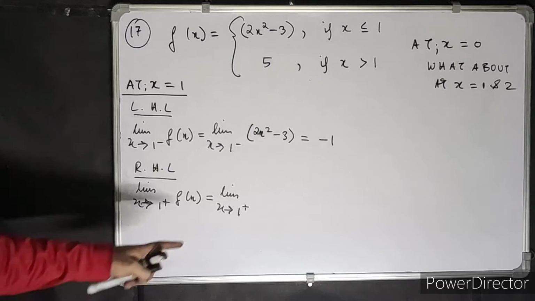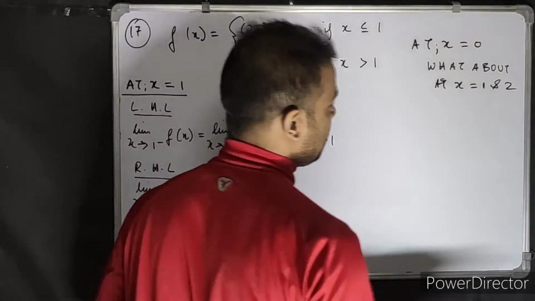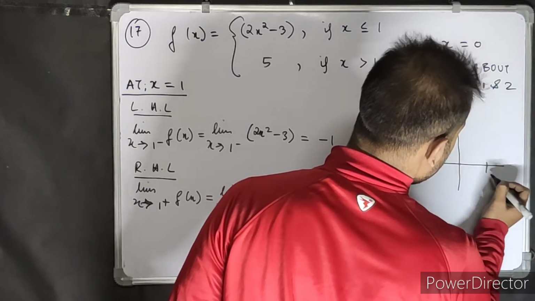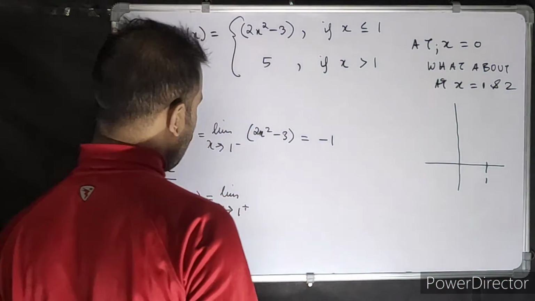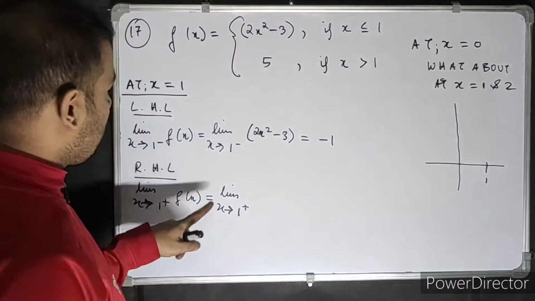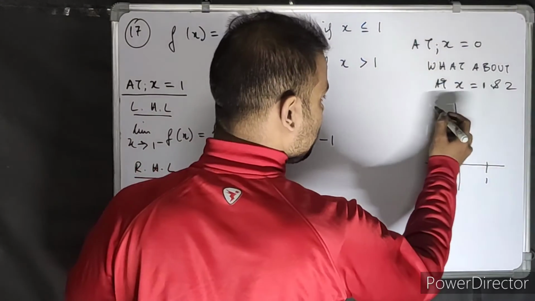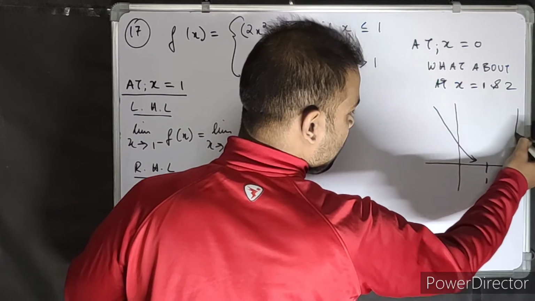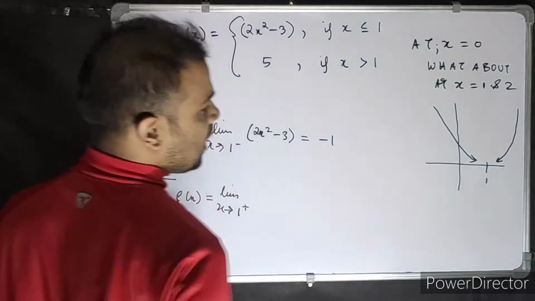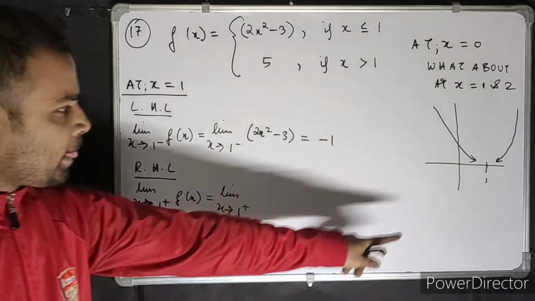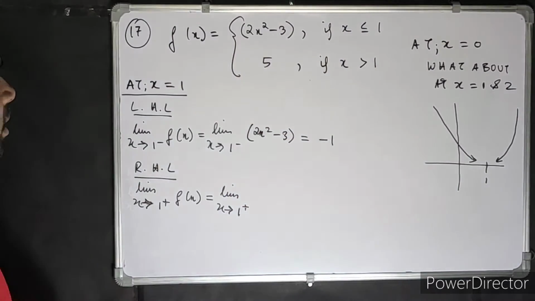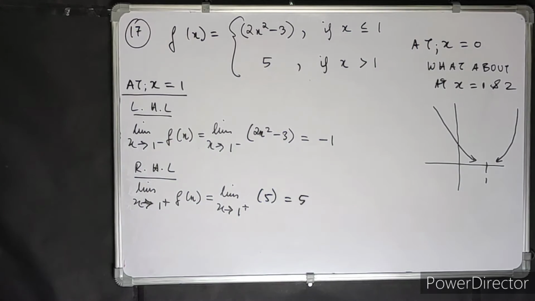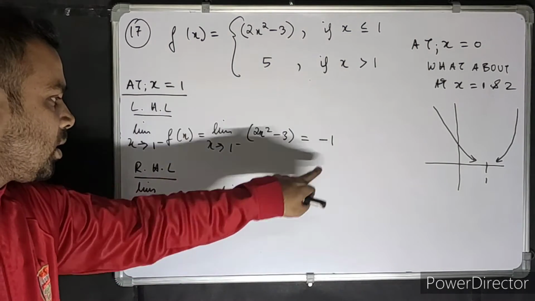Now which one you will take? Tell me. Now it's approaching 1 from the positive side. Let's draw the graph again. Okay. So now we are interested in 1. So the graph is actually coming to 1. When it's coming to 1 from the negative side, it's less than 1. But when it's coming to 1 from the positive side, it's greater than 1. So when it's greater than 1, then you have to take 5, which will be equal to 5. Now you see these two things are not matching.